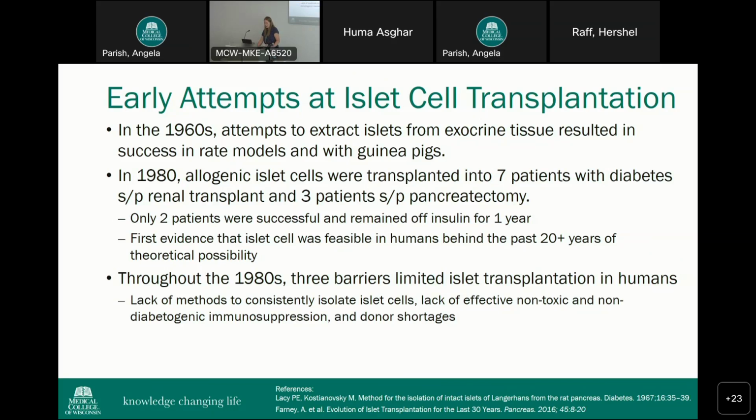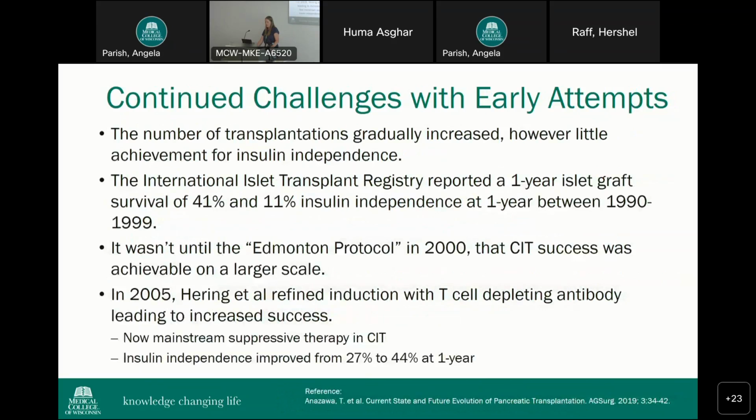Throughout the 1980s, there were continued barriers with islet cell transplant. Namely, there was a lack of consistent methods of isolating these cells, so each lab was kind of doing a little bit of their own thing. There was also a lack of effective and non-toxic immunosuppression, and again, donor shortages. Although the initial trials with islet cell didn't go quite well, there was still continued piqued interest.